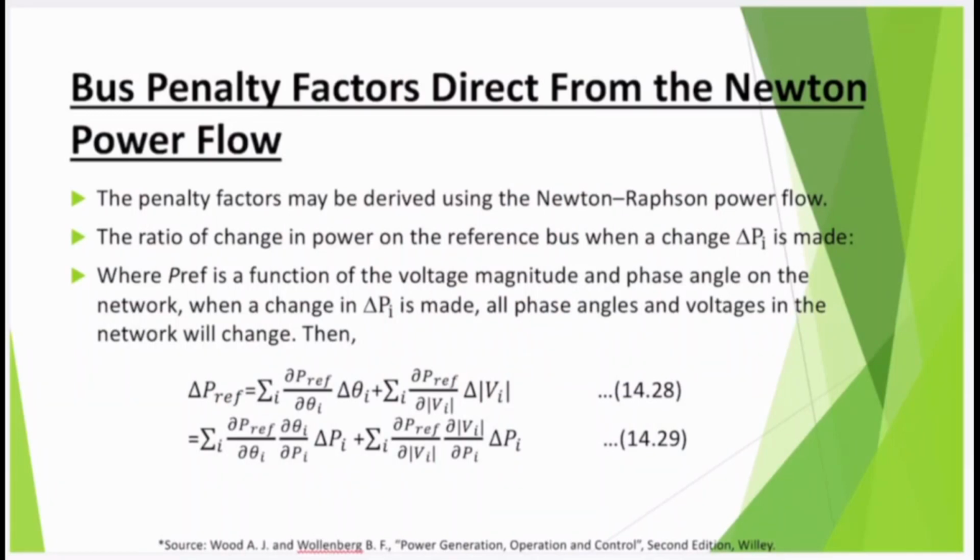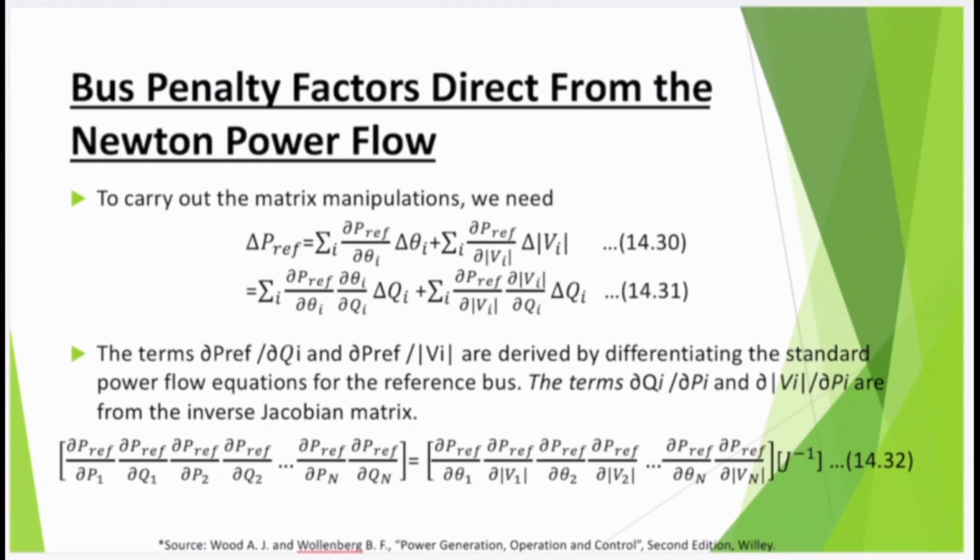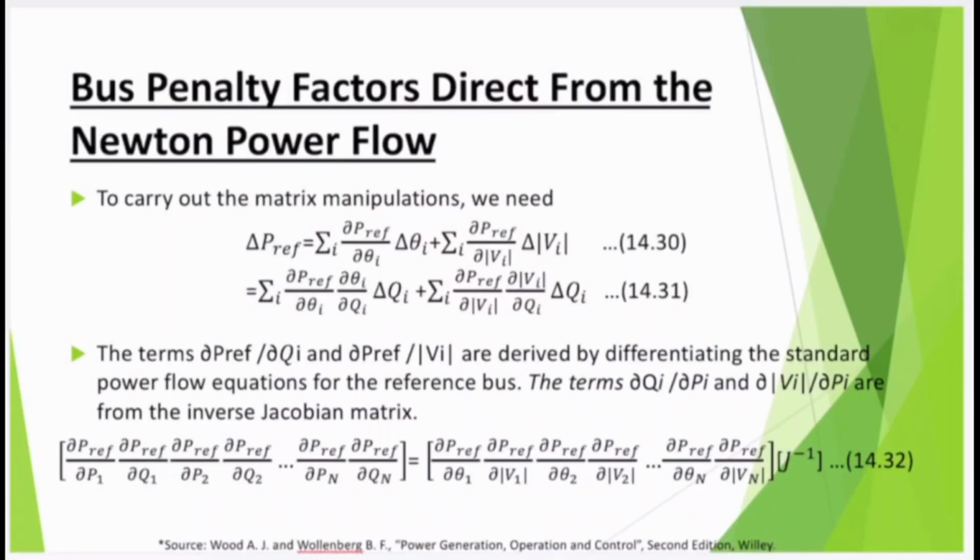The ratio of change in power on the reference bus when a change delta Pi is made. So you can now get equations 14.28 and 14.29 for my delta P reference. And to carry out matrix manipulation, with a bit of adjustment, you can have equations 14.30 and 14.31. The terms dou P ref upon dou Qi, dou P ref upon dou Pa, dou P ref upon dou Bi are derived by differentiating the standard power flow equations for the reference bus. Similar to a Jacobian matrix, the terms dou Qi and dou Pi as well as dou Bi upon dou Pi are from the inverse Jacobian matrix.